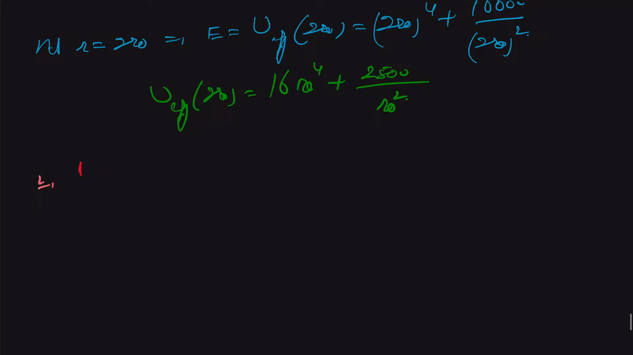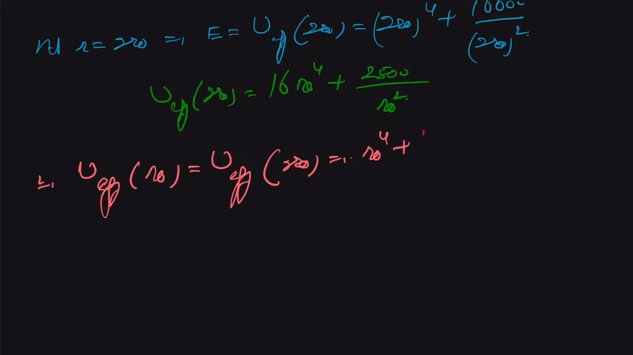So we can say our U effective at our R0 is equal to U effective at twice R0. Therefore, we get R0^4 + 10,000/R0^2 = 16 times (R0^4 + 2500/R0^2).